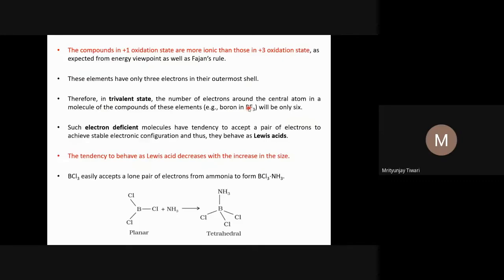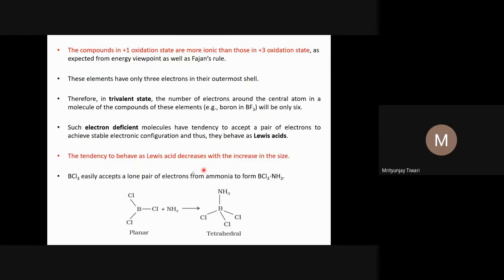In such a case, if the orbitals are empty, these elements behave as Lewis acids, because if an electron rich species comes, maybe having a lone pair of electrons or an anionic charge, it can donate its electrons to the vacant orbital. That electron rich species is called the Lewis base. Electron deficient species, or species having a vacant orbital, are called Lewis acids. So with only 6 electrons, these compounds are electron deficient in the trivalent state, and such molecules have a tendency to accept a pair of electrons to achieve a stable electronic configuration, and thus they behave as Lewis acids.